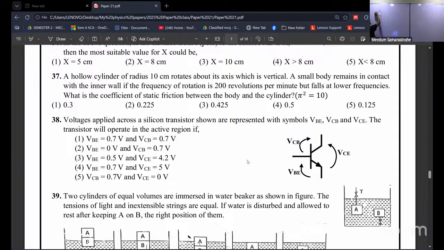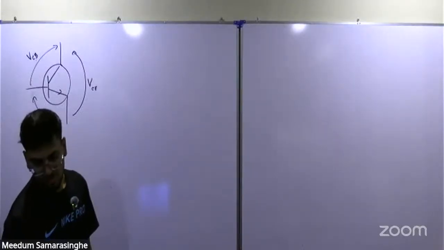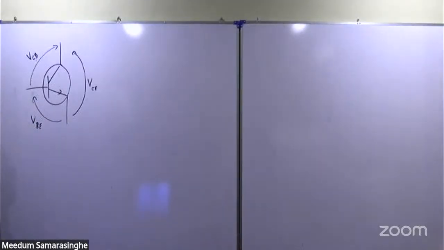The voltages are given. This is VCE. This is VCB. This is VBE, base emitter. And we need to find at which condition the transistor operates in the active region. I'll write the answers up. Haripata, I'll remind you the theories.